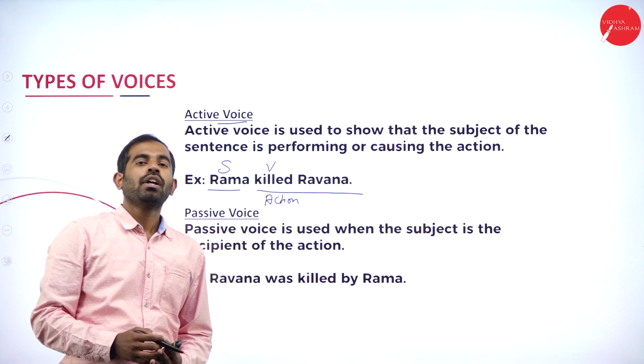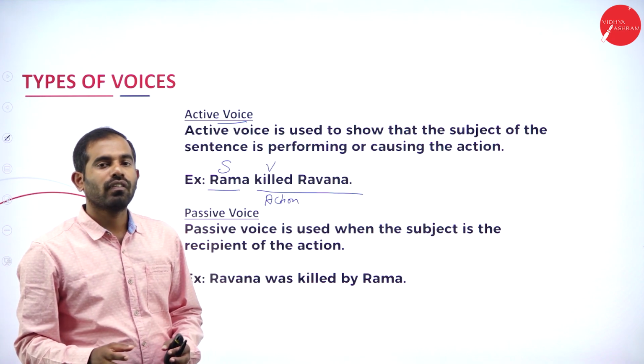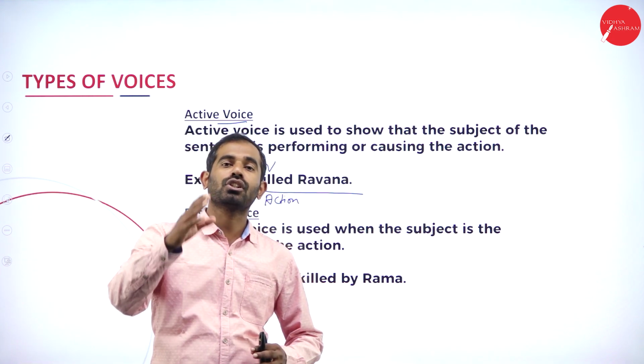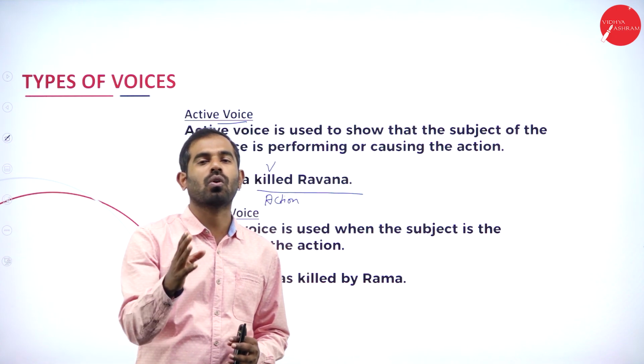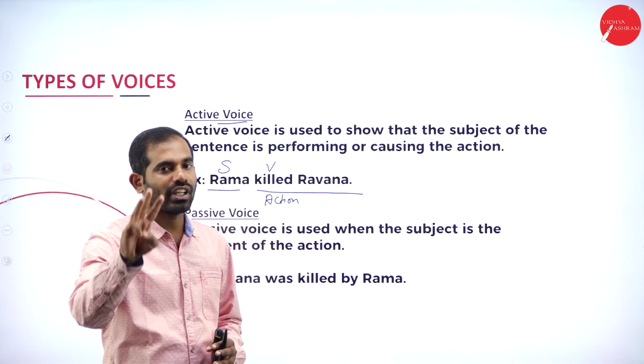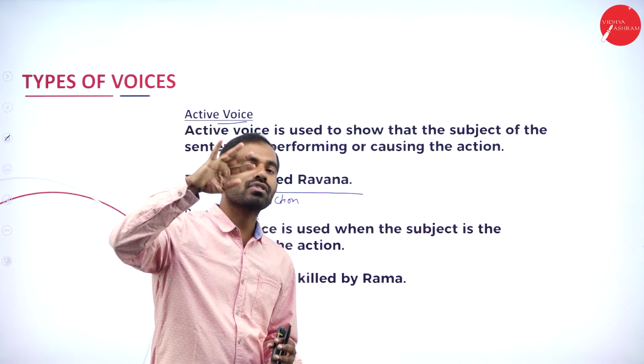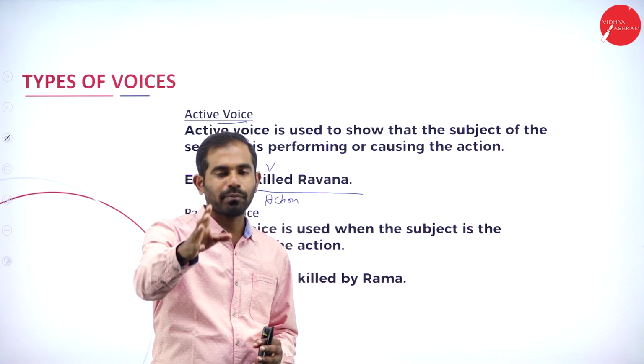Let me tell you, if you want to be thorough, if you want to score 4 out of 4 in active and passive voice, first you need to make sure that you are thorough in tenses. There are 3 tenses and under each tense there are 4 subtenses. Let me give you an example.